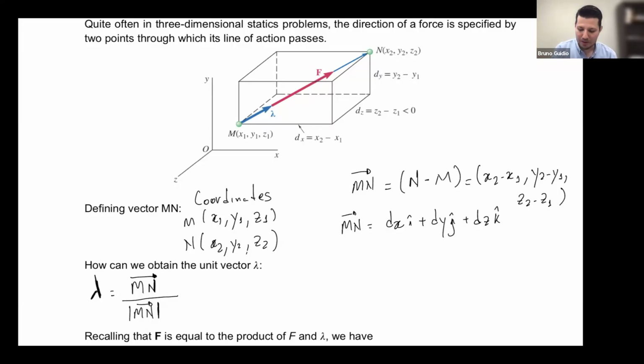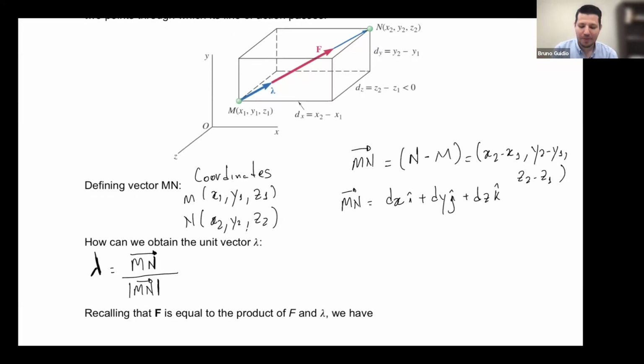Okay, continuing. Now I know how to write a vector. I remember from math. This is how I write a vector using 2 points. Now, Bruno, you said something about magnitude. How can I find this? So let me write here just for you: vector MN divided by the magnitude of MN. How can I find the magnitude?